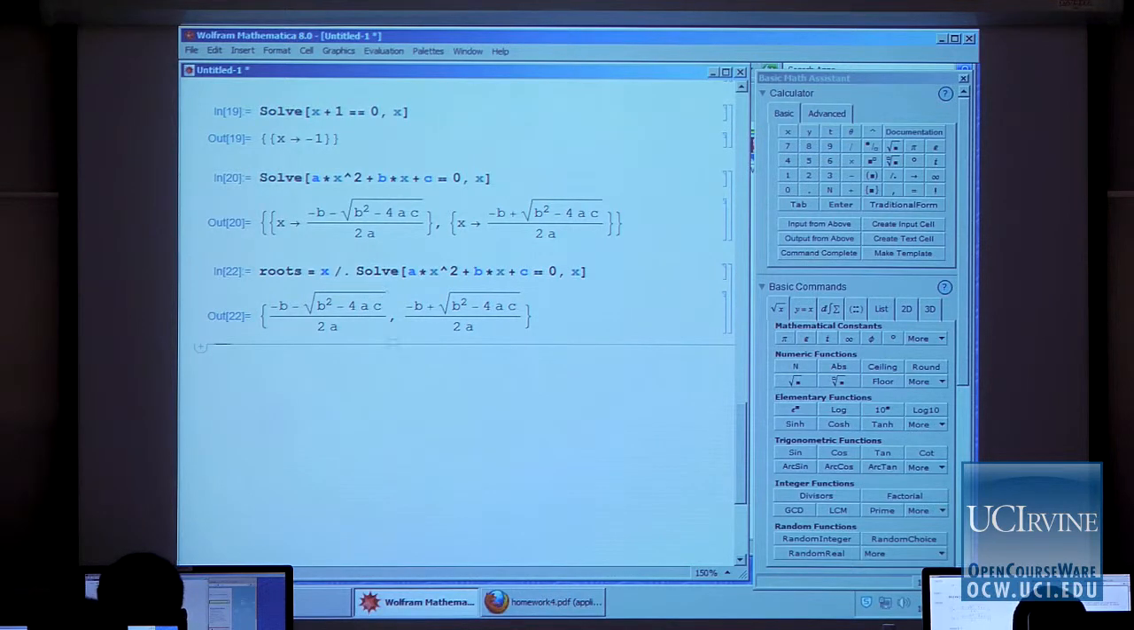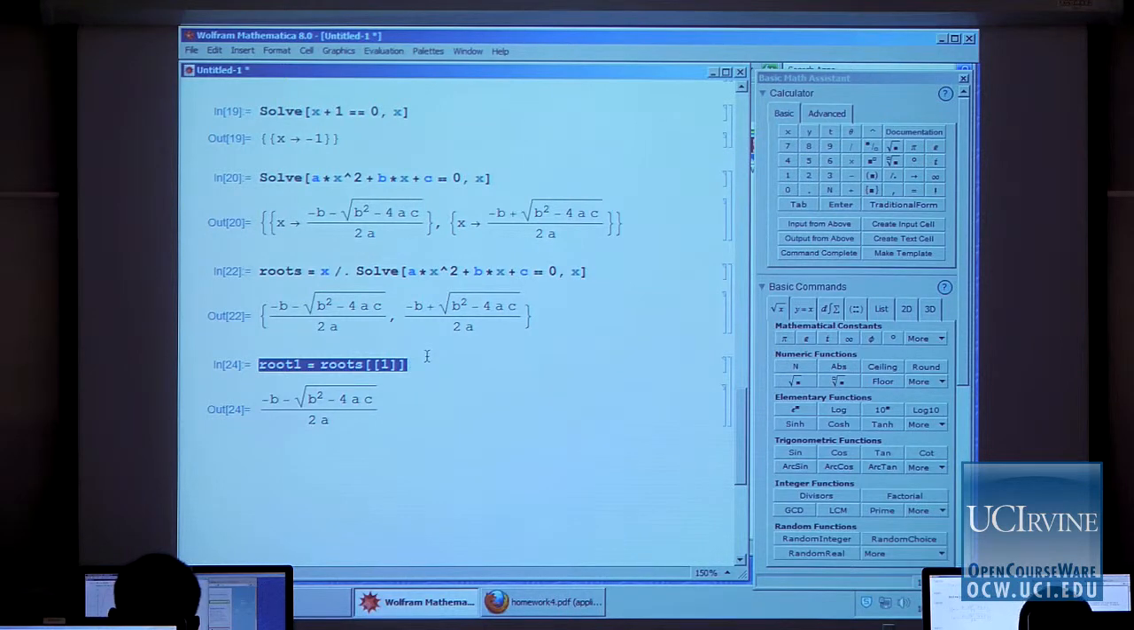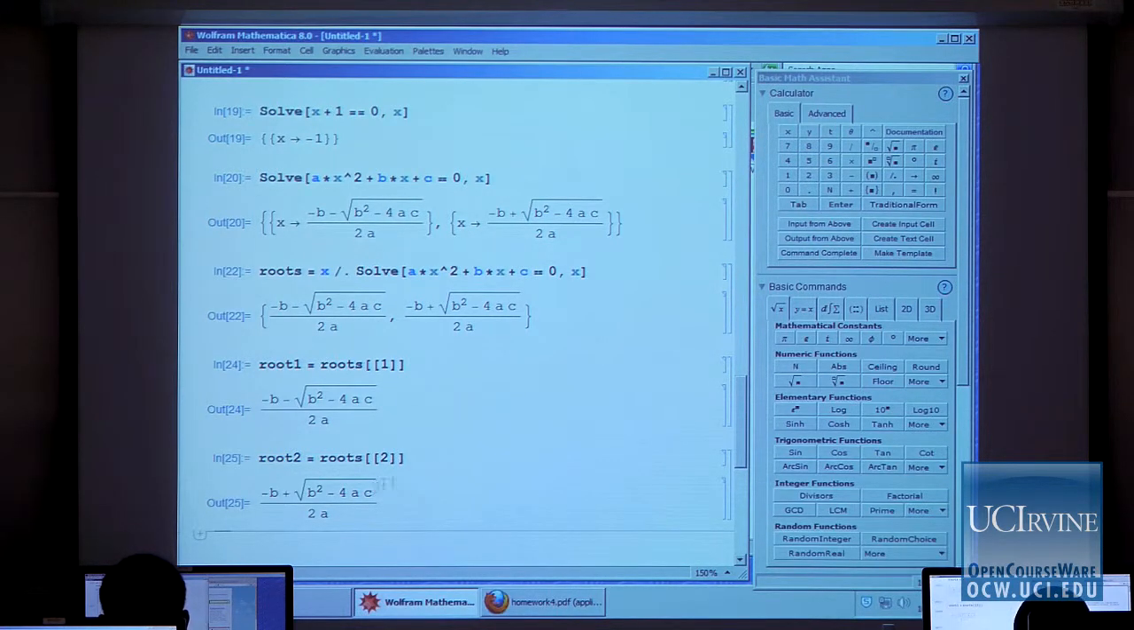Okay? Now, what if I wanted just one of them? Well, now I can use the usual way of addressing a list. If I want the first one, I would say that. And notice I have a formula that I can use now. So if I wanted, I could set it equal to something like root 1. Okay, and now I could use root 1 in a calculation. And similarly, I could pull out the second root. Call it root 2, say. All right, so there's the, yes, notice plus sign, minus sign. Okay, so that's pretty cool.